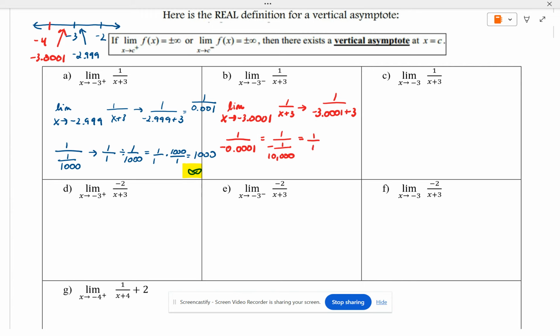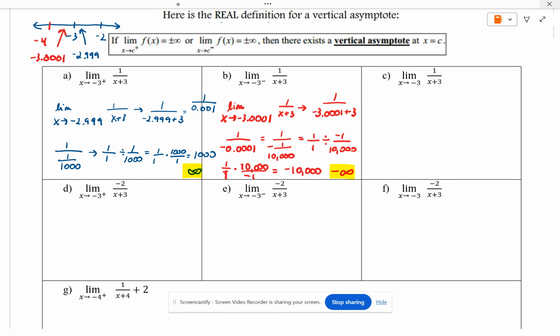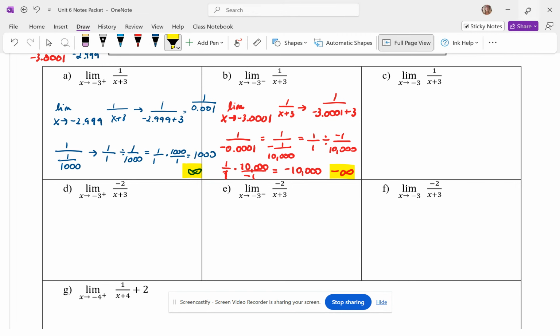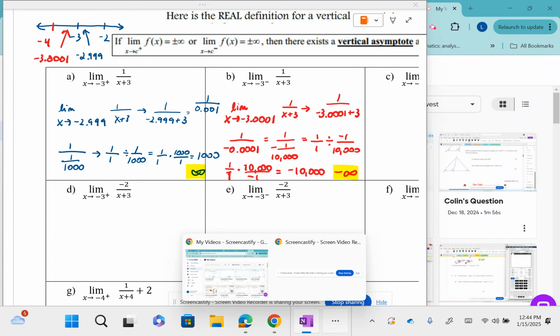All right, so now you've got 1 over 1 divided by -1 over 10,000. Now you have 1 over 1 times 10,000 over -1. What do you have now? So what's this guy approaching? Negative. Okay, so even though we saw the graph and we know what this guy looks like on the graph, now we've proven it with the algebra, okay?